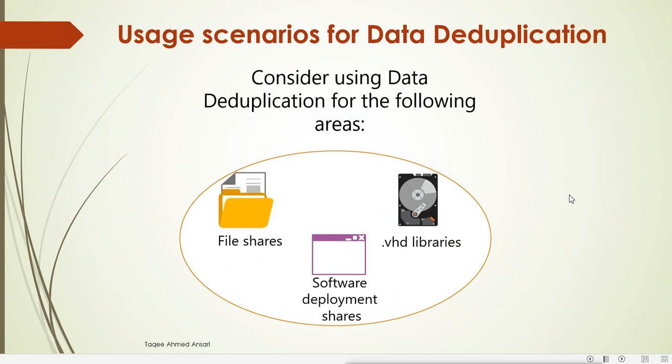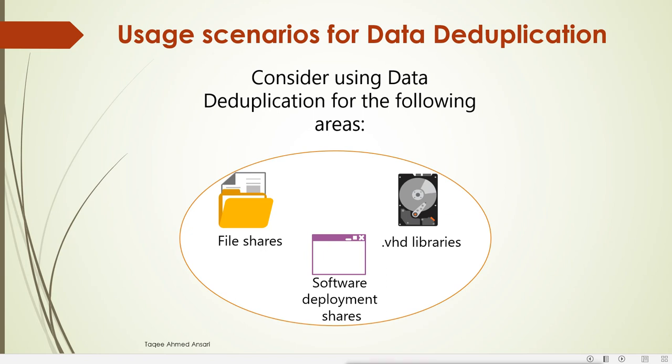So, usage scenarios for data deduplication: consider using data deduplication for the following areas. For example, for file shares, where we have shared data directories for users, so users can save duplicate files. Then where software deployment shares are there, where we deploy software from the server to the users, there also we can have the same duplicate files.